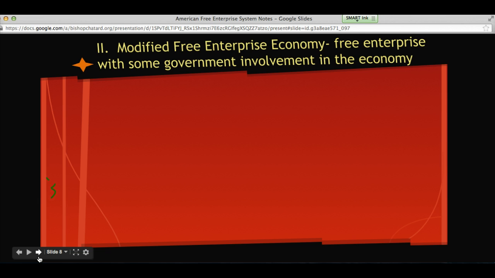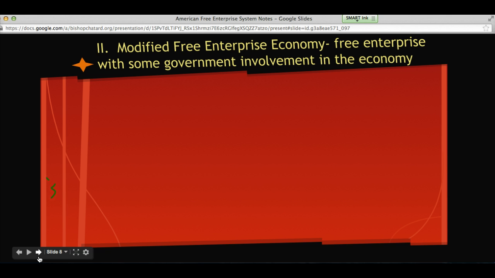Okay, so the modified free enterprise economy, yes, it is a great big mouthful, is basically a free enterprise economy with some government involvement. Okay, because so far we've been talking about a free enterprise economy and a market economy, and we've been talking about how they have no government involvement, right? So with a modified free enterprise economy, or a mixed economy, we have government involvement in the economy, okay?